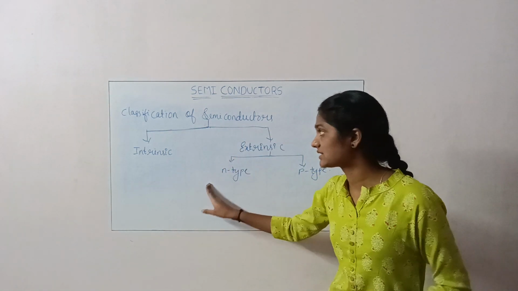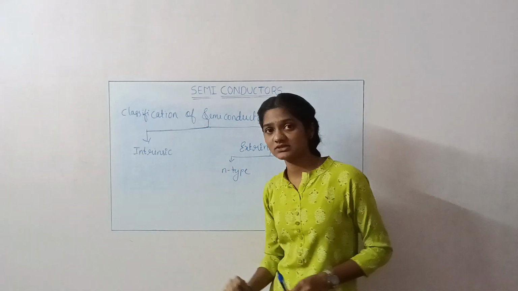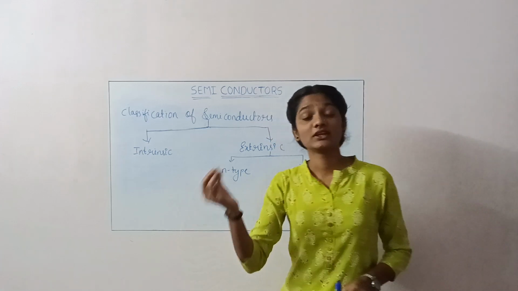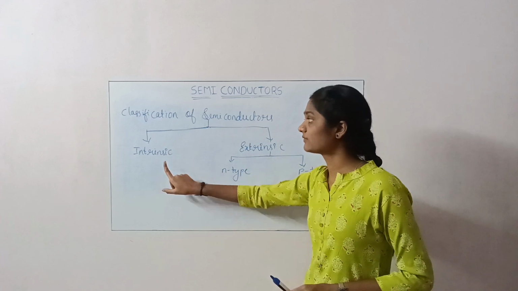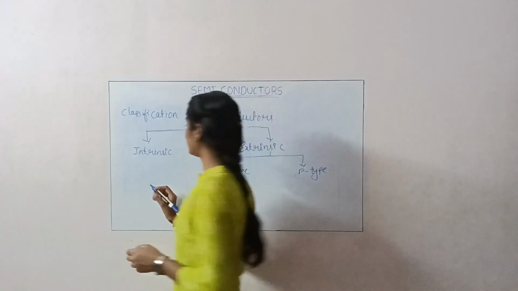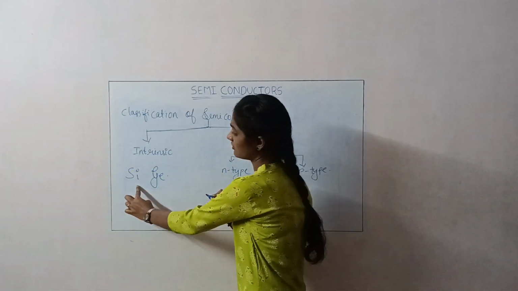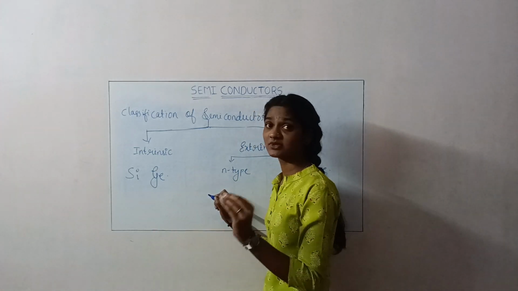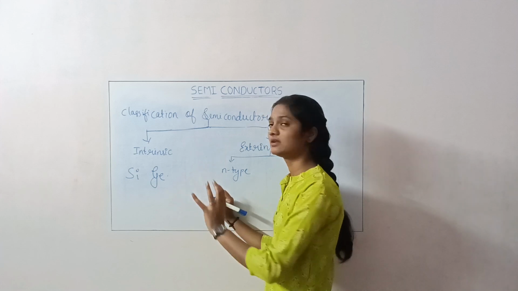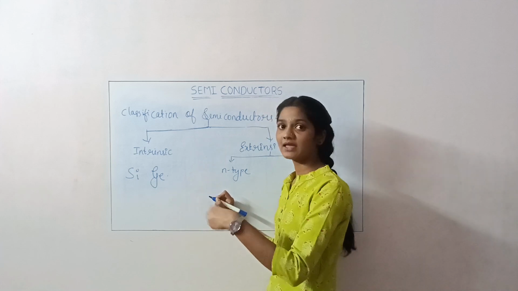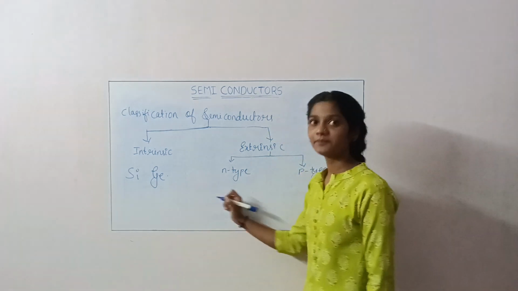Semiconductors have been classified into two types, intrinsic and extrinsic semiconductors. What do you mean by intrinsic semiconductors? Intrinsic means internally, they are the pure form of the semiconductor, elemental forms like silicon and germanium, mixed up with nothing. They will conduct electricity by thermal heating. By giving thermal energy, they will conduct electricity.